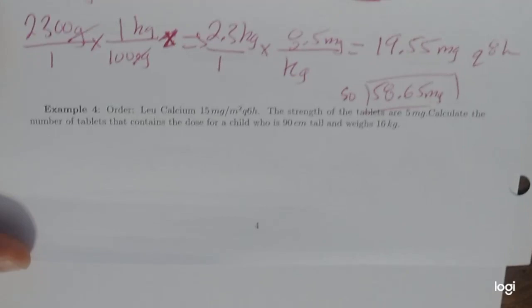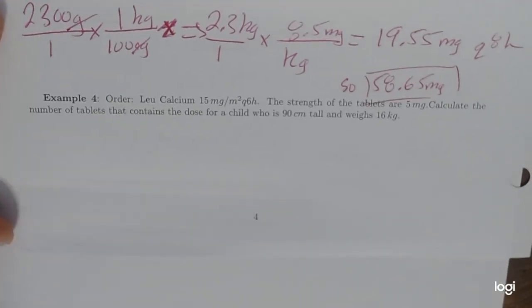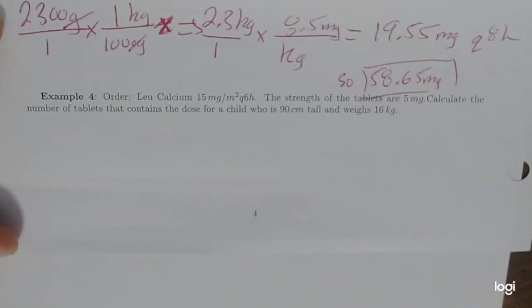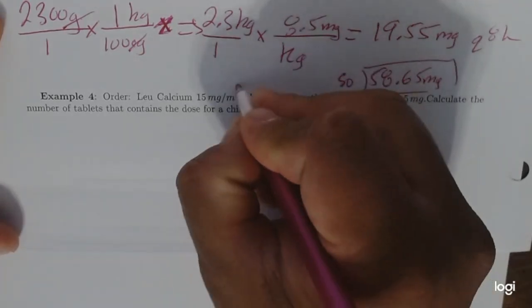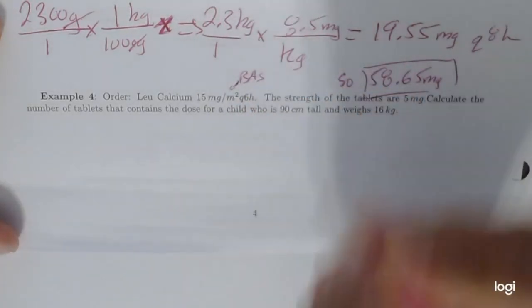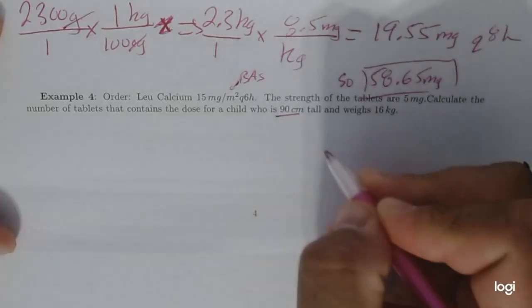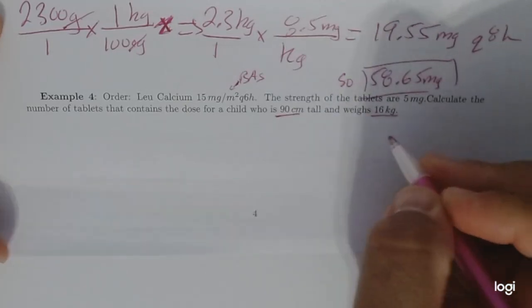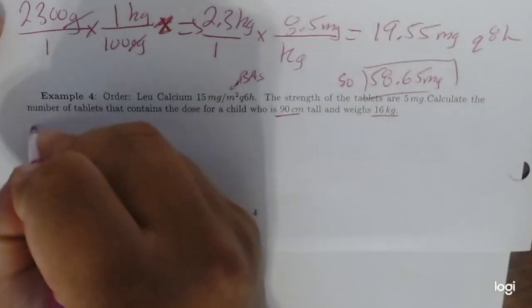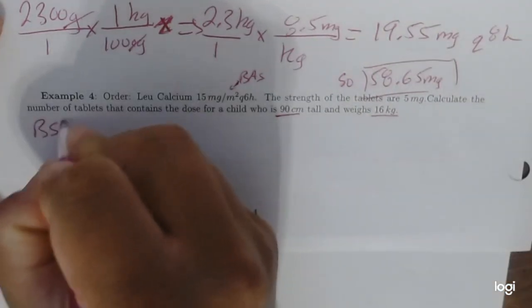Okay, so now let's go to question 4. Question 4 says 15 milligrams per meter squared. Oh, this is BSA, right? M squared. The strength of the tablets is 5 milligrams. Calculate the number of tablets that contains the dosage for a child who is 90 centimeters tall and weighs 16 kilograms.